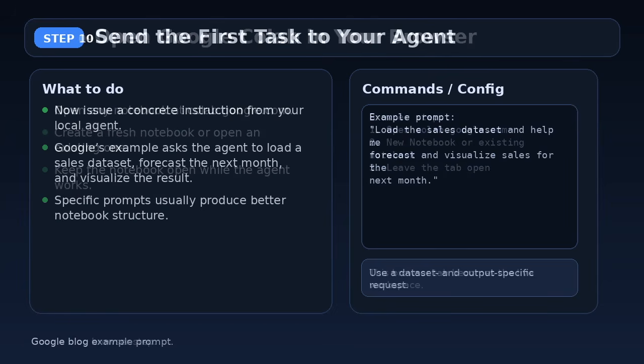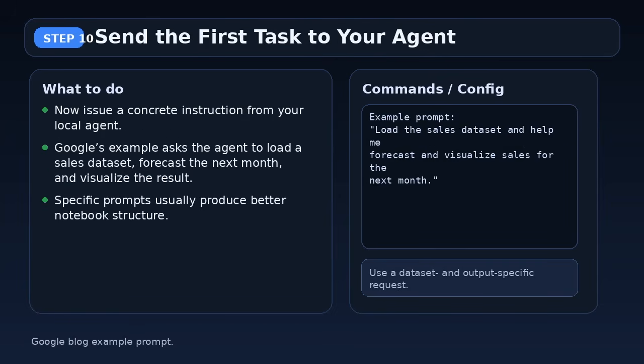Step 10. Send the first task to your agent. With the notebook open, go back to your local agent and send a concrete instruction. Google's example is to load a sales dataset, forecast sales for the next month, and visualize the results. Try to use a specific prompt rather than a vague one. A more precise instruction usually leads to a cleaner notebook structure and better outputs.